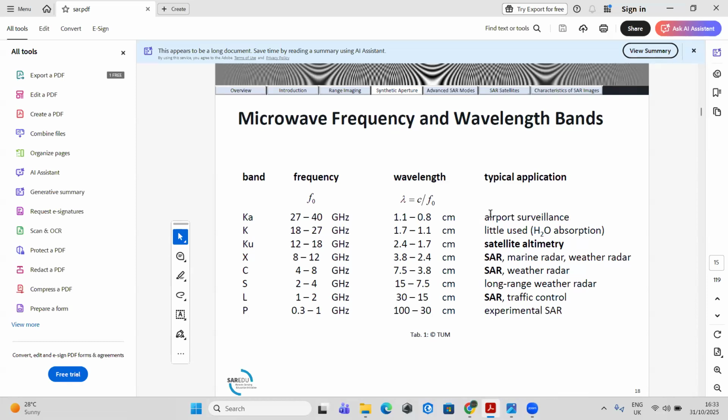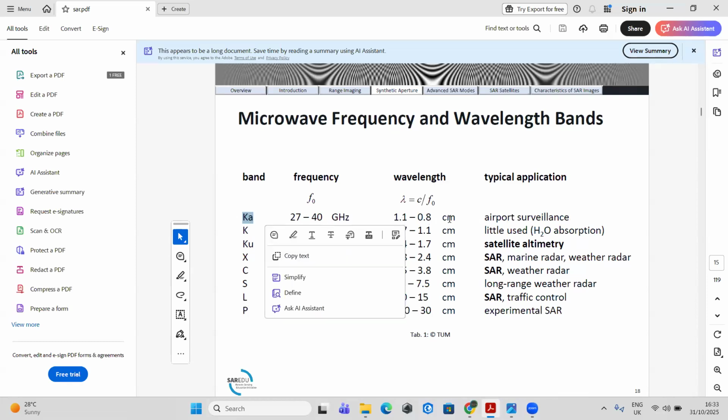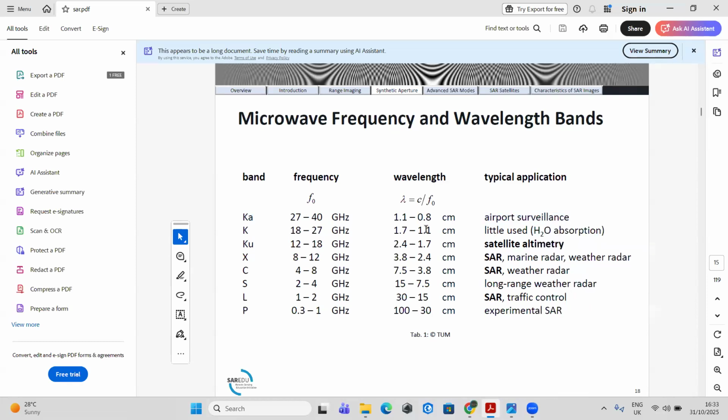For example, this Ka band is used for airport surveillance. This Ku band is used for satellite altimetry, for the satellite to know its height from the ground. These are not the only uses, just examples of it. There can be many. For X band, it can be used in satellite or marine radars and weather radar. There are different kinds of examples.